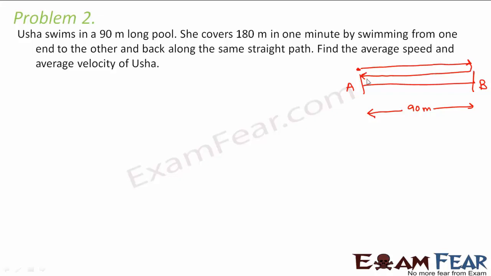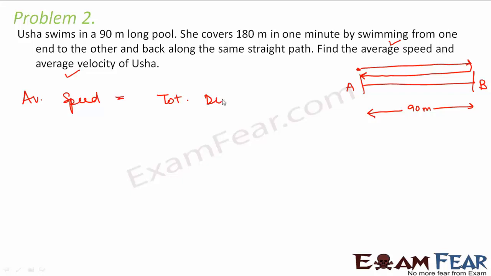So what is the total distance that she is covering? 180 meters. And how much time does she take to do that? She takes 1 minute. So we have to calculate the average speed and the average velocity. So let us first calculate average speed. So how do we calculate average speed?